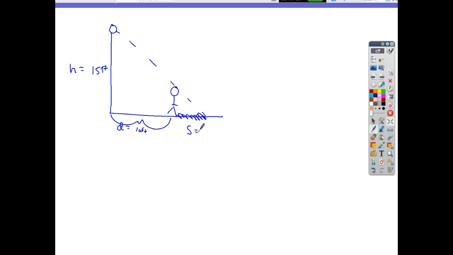What do you want to call this guy's height? M, man's height. All right, that's a variable I don't particularly complain about. So we know H is equal to 15. We know D is equal to 10. We know S is equal to I don't know what. We know M is equal to 6 feet tall.